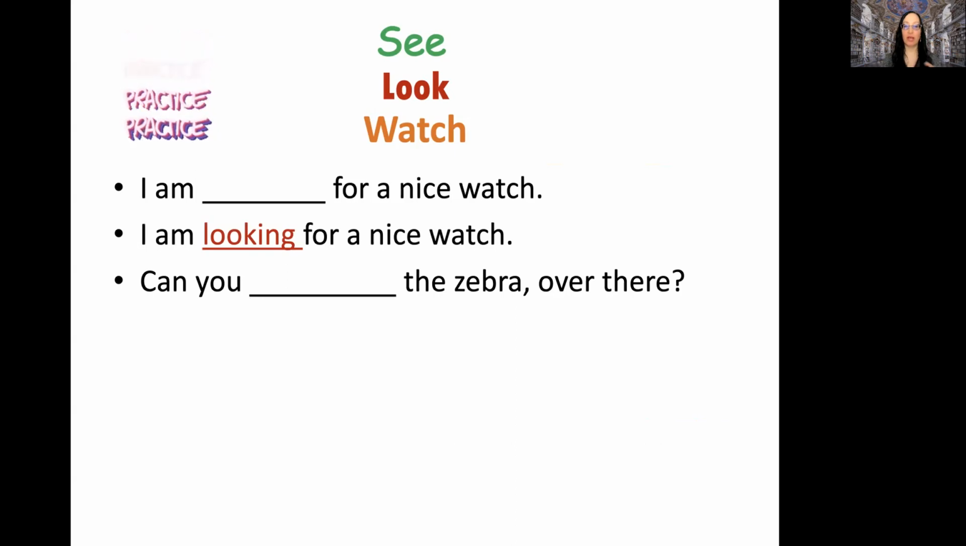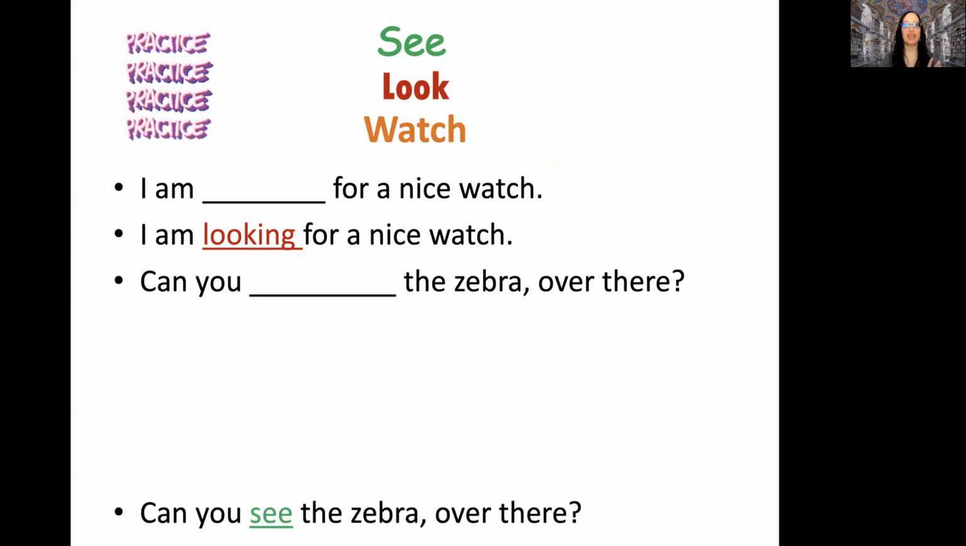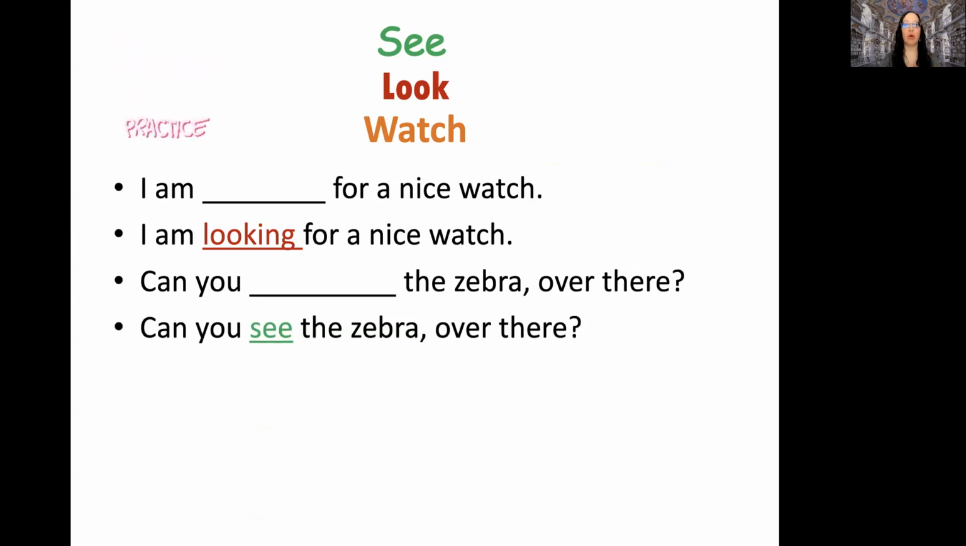Okay, so this could be a little tricky. I'll explain it. So pick one. Can you see the zebra over there? Okay, the reason why we say see is because we're doing it naturally. I see the zebra over there. Can you see it? So we're doing it naturally. It just happens, right?